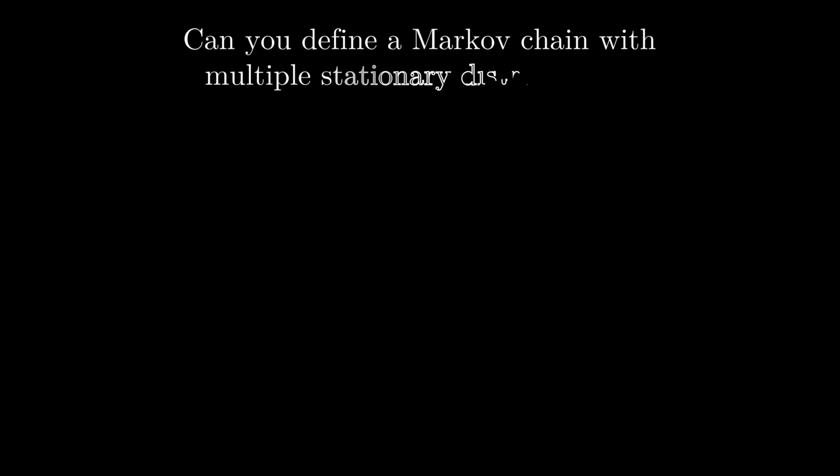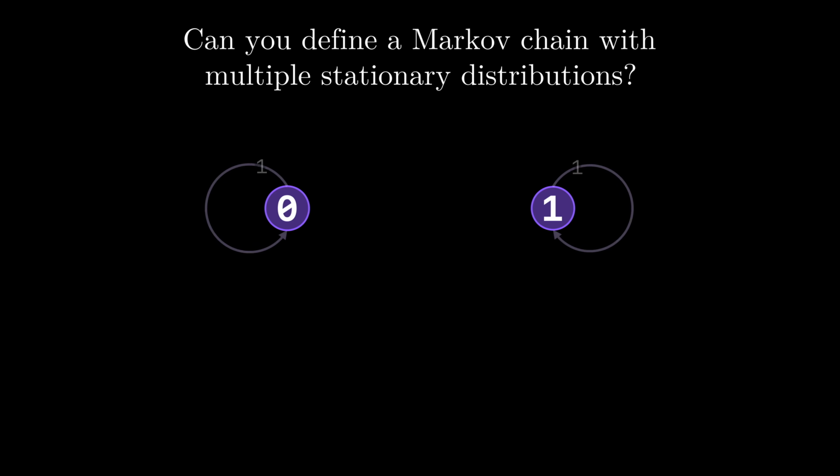I challenge you to find an example of a Markov chain where multiple stationary distributions exist. This may seem like I'm throwing you off the deep end here, so I'll give you a hint. Think about a simple example with only 2 states. Suppose we had a Markov chain with the following transition probabilities. For this type of Markov chain, what's the stationary distribution?